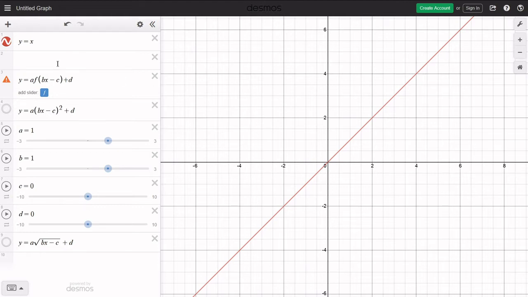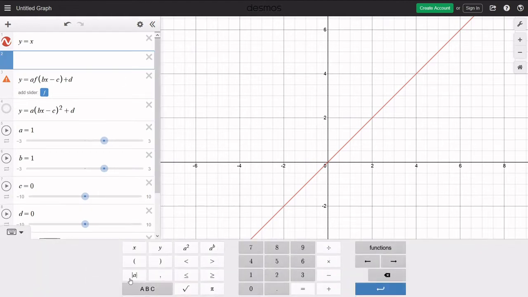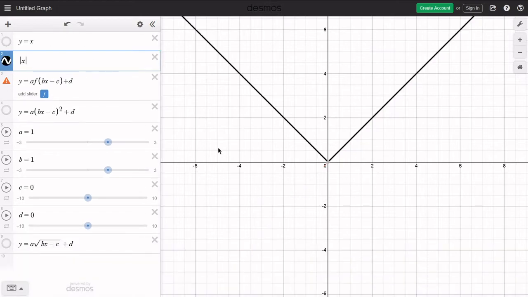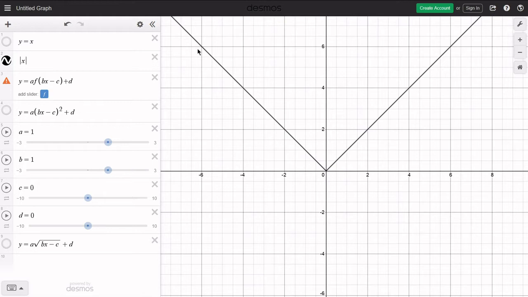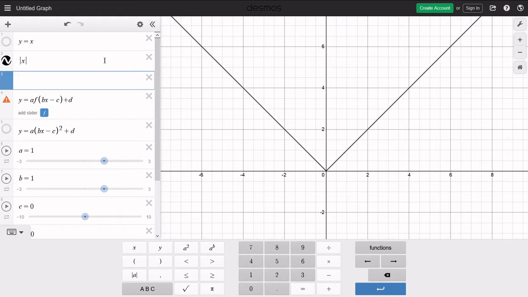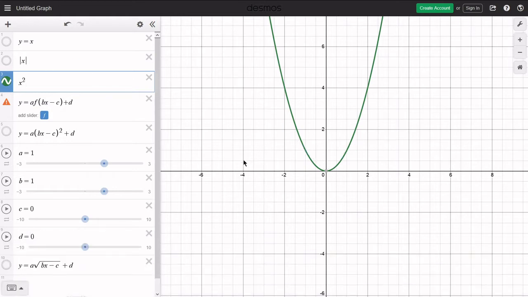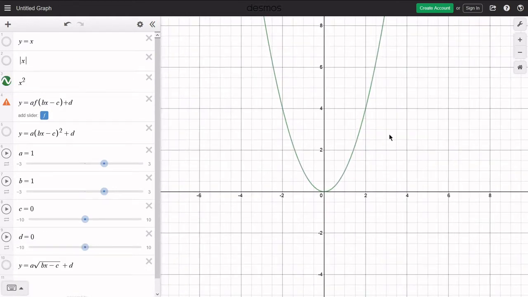Another type of parent function is the absolute value function. That's where you have the absolute value of x. So this is a parent function. It's just kind of two lines that meet at a point right there. Okay, the next one we have is x squared. This is a quadratic function. It's a parabola shaped function.